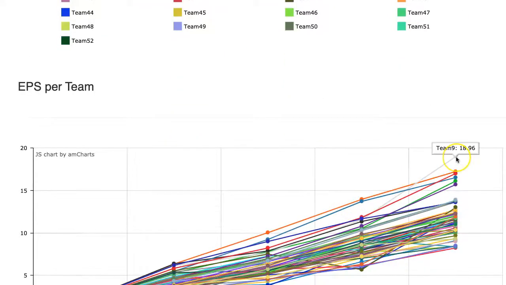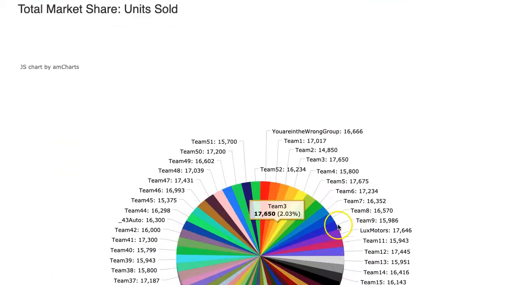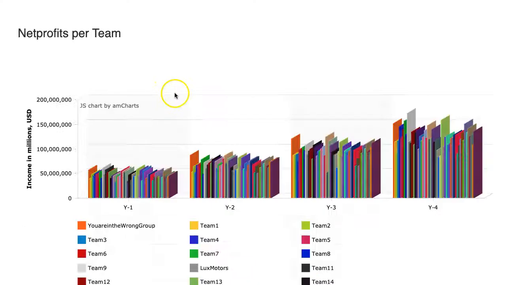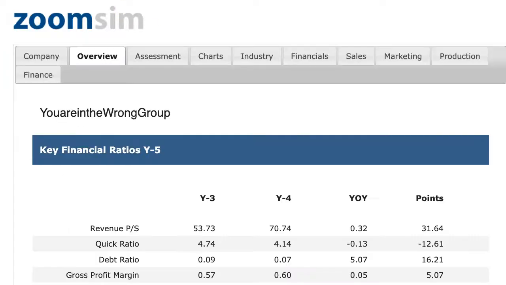Earnings per share, we have a new number 1 in earnings per share, which is great. And we have a few companies above 15, but we have a few companies here who aren't breaking 10 yet on earnings per share. Okay, let's look at some more charts.